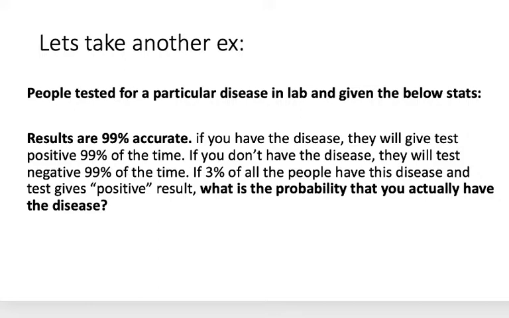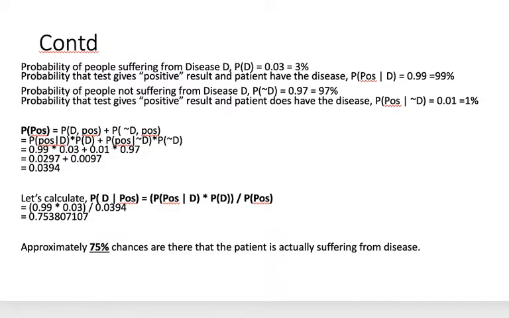And the probability of occurrence of the disease generally is 3% of all people, and the test gives a positive result. So what is the probability that the person who's tested positive actually has the disease? So this is once again a hypothesis and evidence-based question. We know that the probability of people suffering from the disease in general, the prior probability without even knowing whether the test results are positive or not, is 3%.